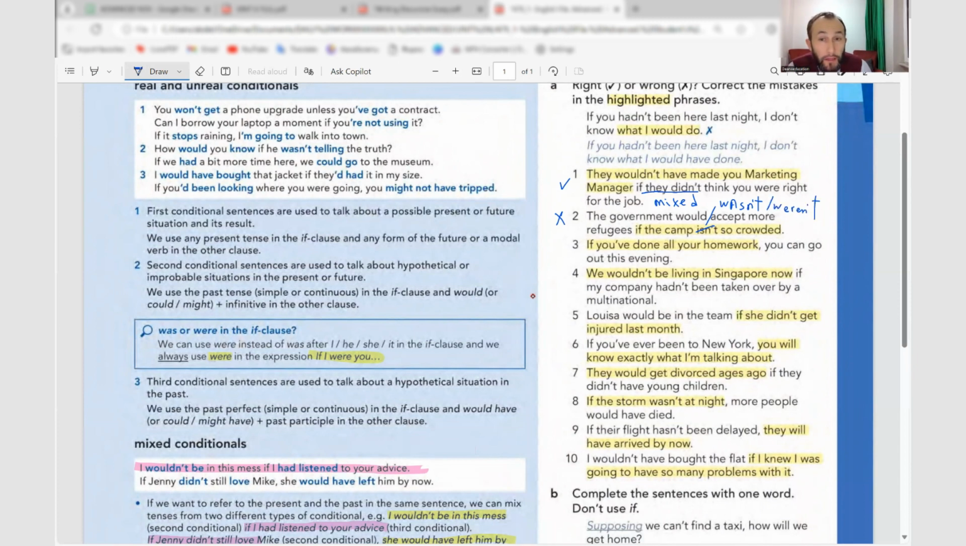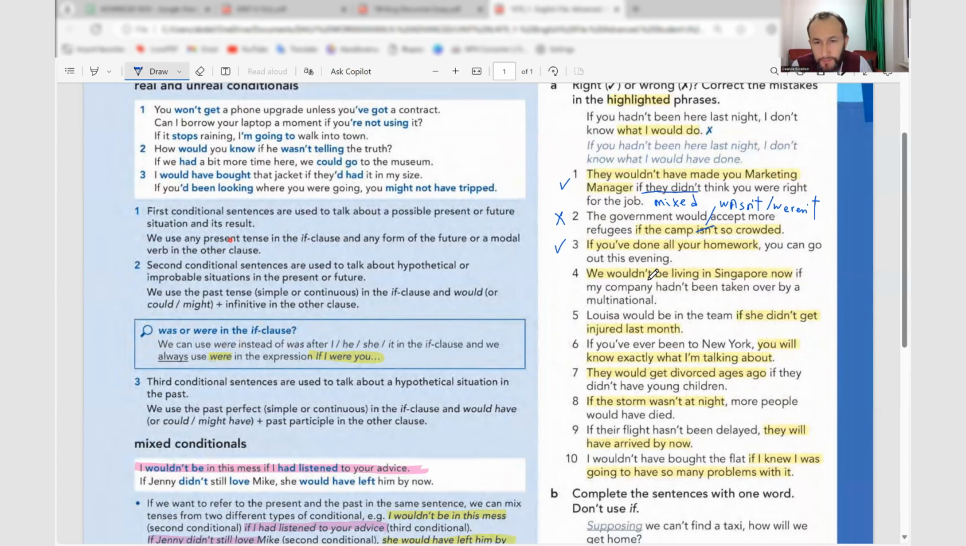Okay. Number 3, if you've done all your homework. Are you back? Yes. Number 3, what do you think? Correct or wrong? Correct. If you have done all your homework, you can go out this evening. That's correct. Which conditional is that? First conditional, exactly. Great.